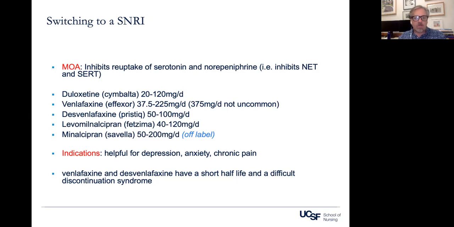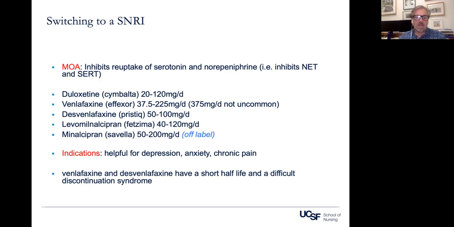But the first of these medications was venlafaxine, which is Effexor. And this is a drug that has a kind of curious dosing range at 37.5 milligrams up to 225 milligrams. And it's not uncommon to go off-label into doses of 300 or 375 milligrams of this drug. It does have some difficult withdrawal symptoms if it stops suddenly, so you're going to want to taper it. And it's also important to know that the drug does not become a norepinephrine reuptake inhibitor until it's dosed over 150 milligrams. Up until that point, it's an SSRI.